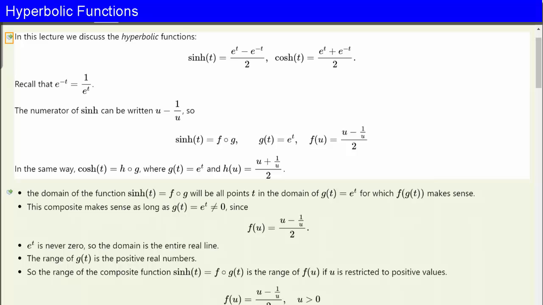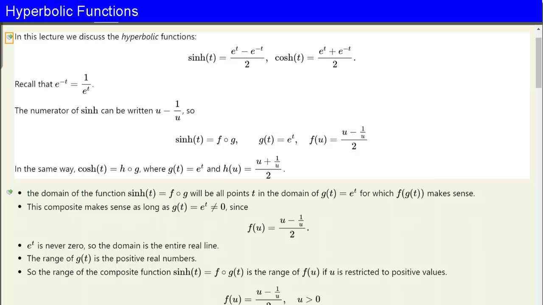In this lecture, we want to discuss a special class of functions known as the hyperbolic functions. They are defined formally in terms of the exponential function as follows. Notice that these are composite functions.